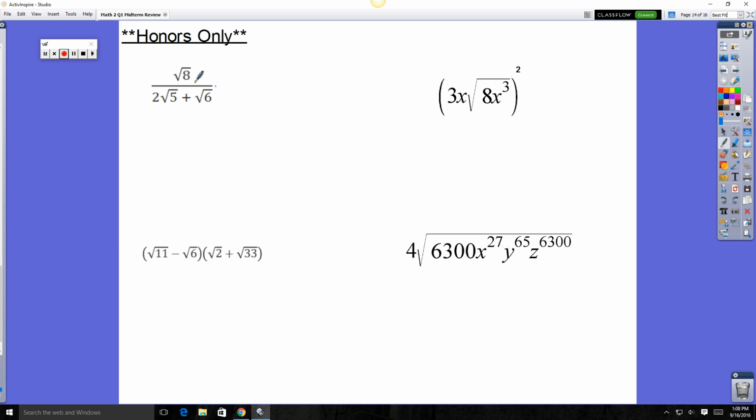Alright, the square root of 8 divided by 2 times the square root of 5 plus the square root of 6. So this guy's bad news because you've got a radical on the bottom, and you've got two different terms. The only way you are going to turn this bottom mess into a rational number is you've got to times it by 1, and your 1 is going to be pretty clever. Your 1 is going to be the conjugate of this. So 2 square root of 5 plus square root of 6, the conjugate is 2 square root of 5 minus square root of 6. And you got to times the bottom and the top by that.